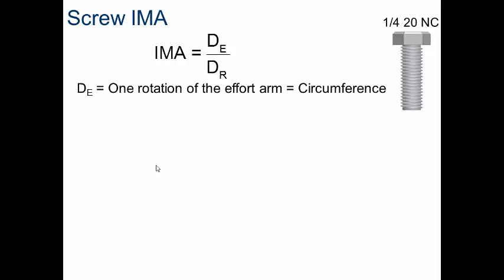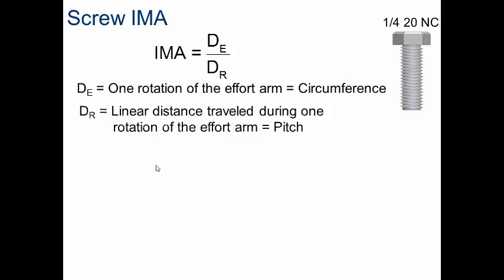When we're defining the distance of the effort, it's one rotation of the effort arm, and one rotation corresponds to the circumference. The distance of the load is the linear distance traveled during one rotation of the effort arm. That's your pitch. So in other words, as the screw turns around one time, how far down does it go? So remember, the screw takes rotary motion and turns it into linear motion.